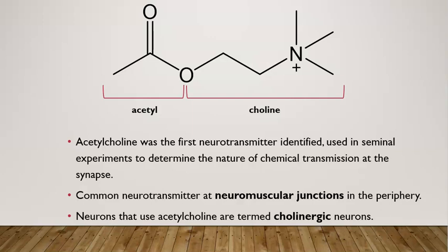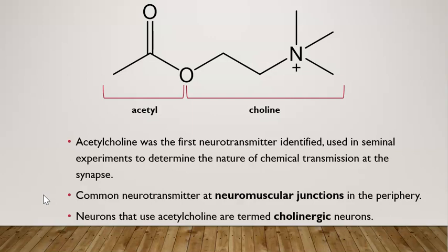So acetylcholine was first used in these experiments to determine the nature of a chemical transmission at the synapse. So it's very common at neuromuscular junctions in the periphery. Okay, so where neurons connect to muscles, causing muscles to move, to contract, or retract. That's the opposite, right?